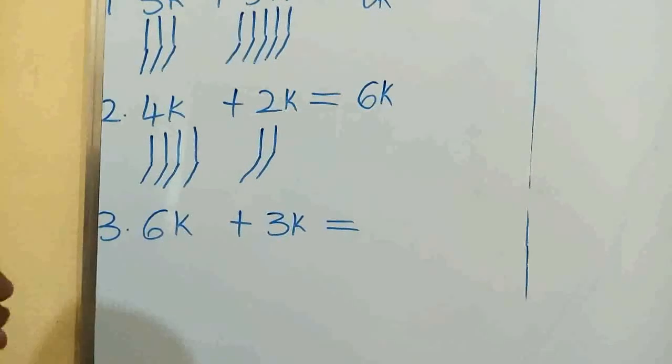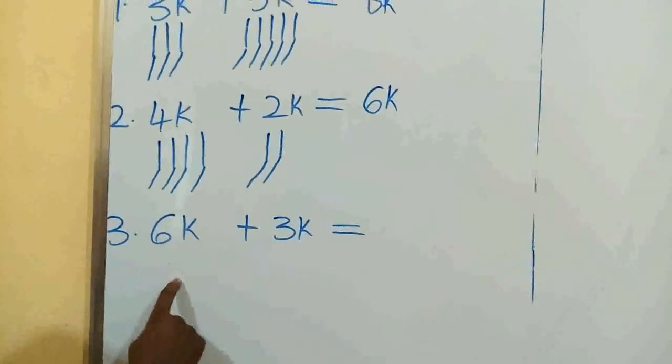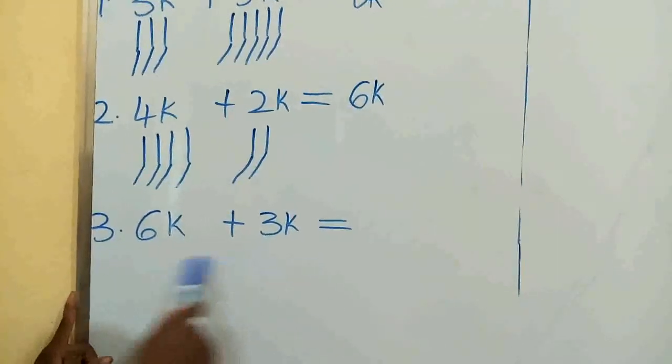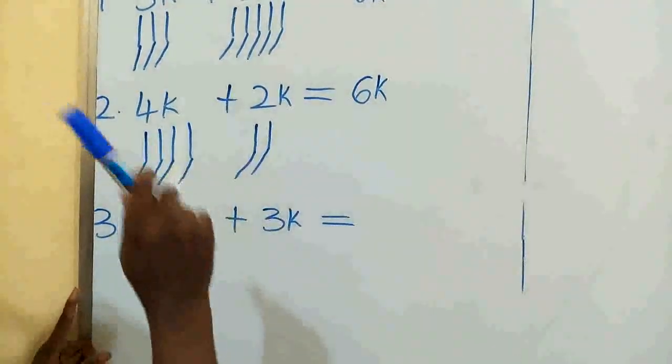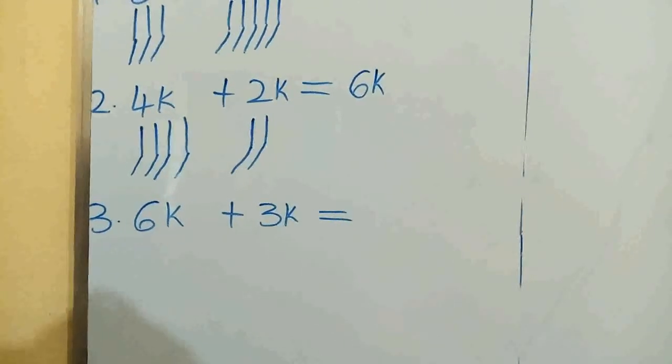Lovely. Are you counting the strokes? Count 6. After counting 6, you count 3. When you are through, you add the strokes together and write your answer. Are you doing it? Lovely.